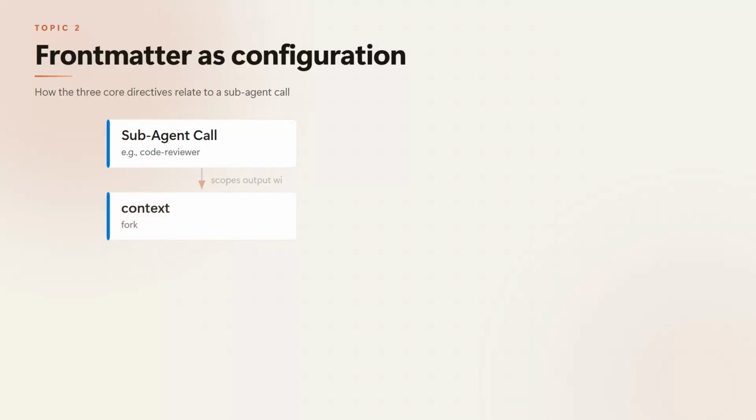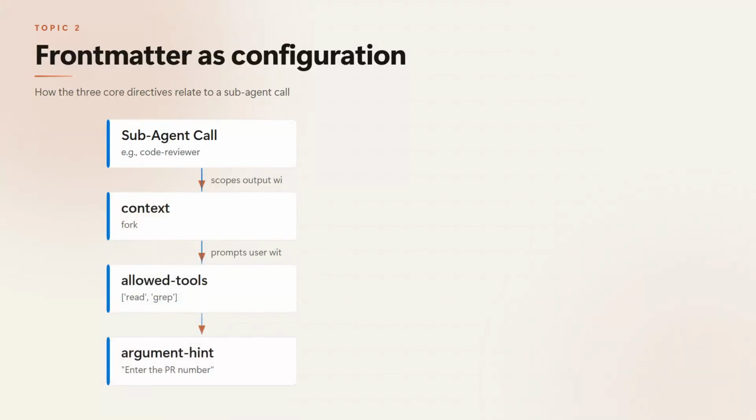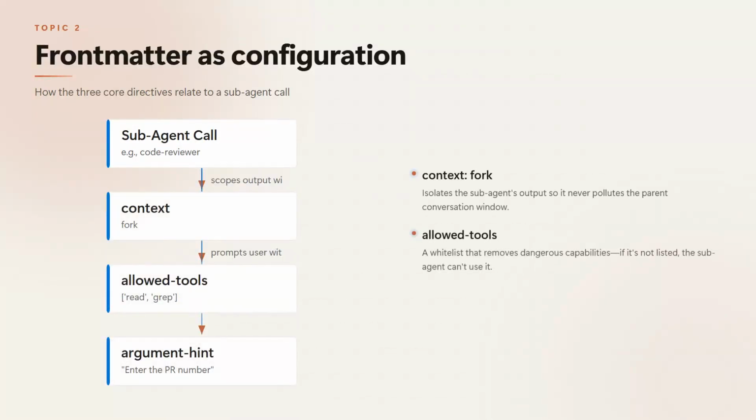Skill Frontmatter is declarative configuration, not conversational advice. Context: fork runs the skill in an isolated subagent so verbose or exploratory output never reaches the main thread. Allowed tools is a hard restriction on what the skill can do. It's enforced by the runtime, not politely requested. Argument hint provides a prompt for missing required parameters. The boundary to hold: this is configuration that changes execution behavior, not prompt engineering that hopes for the best.